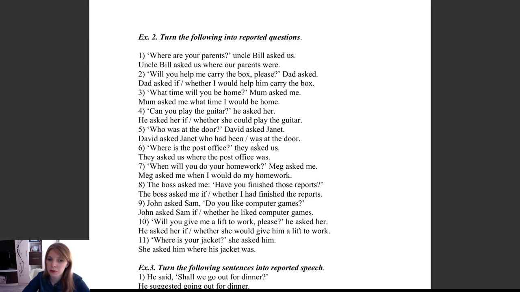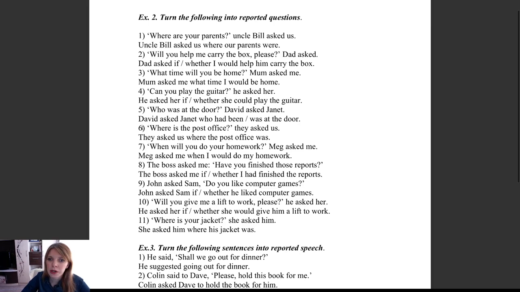Number six. Where is the post office? They asked us where the post office was. Спецвопрос, специальный вопрос, прямой порядок слов. Present simple is changed into past simple, is into was.